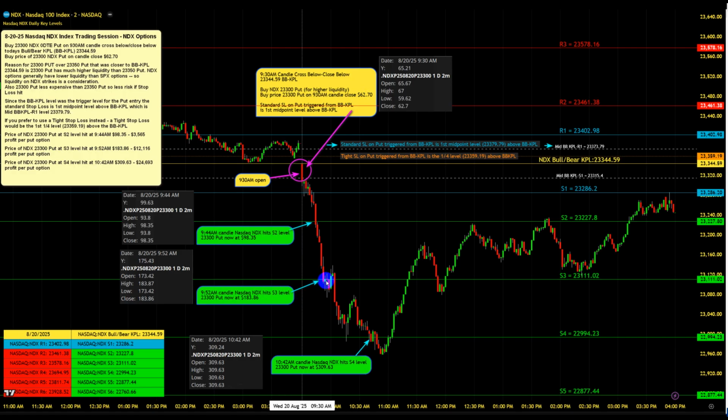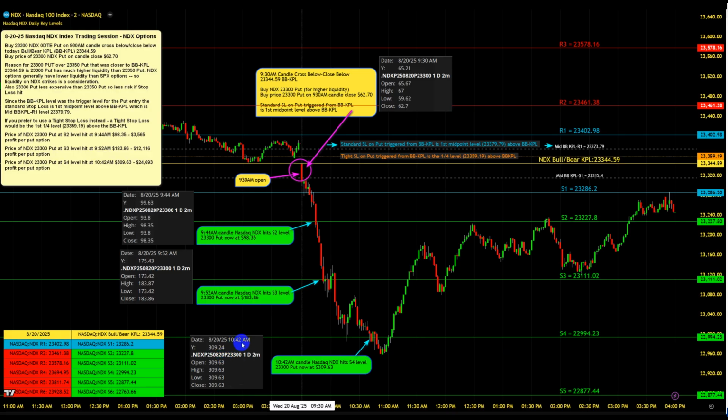As you can see, after a short sideways move here, we had this explosive move down in this candle here, and then we went down and touched but bounced off of the S4 level here. After trying to rally here, the sell-off continued, and at 10:42 a.m. the NASDAQ NDX hits the S4 level of 22,994.26.